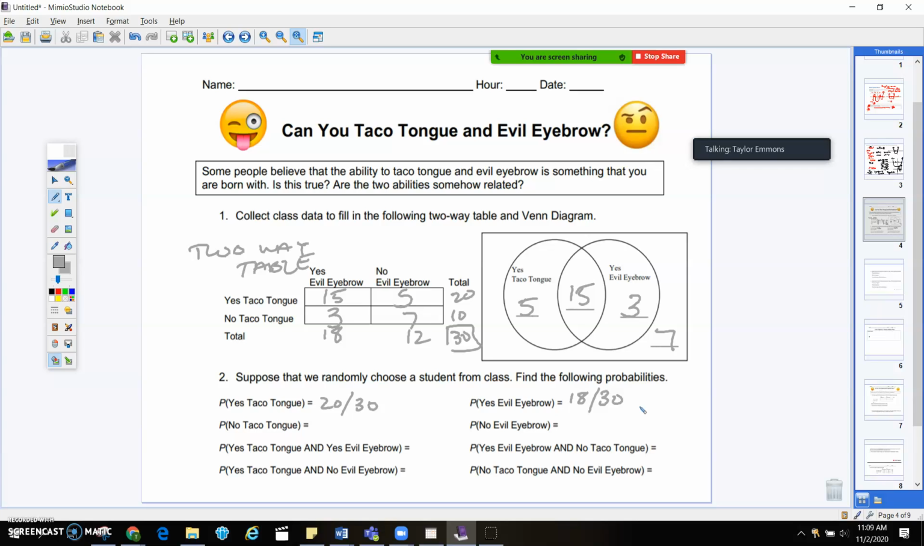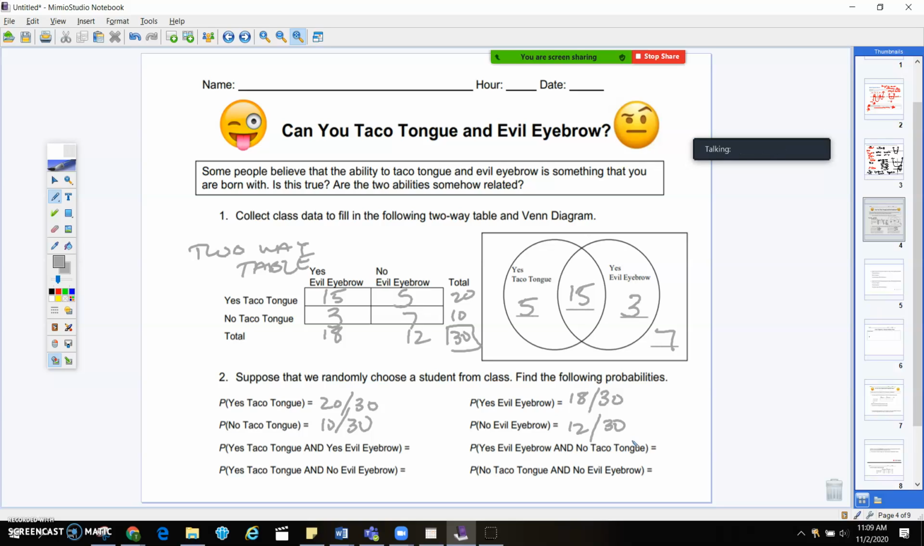Same concept's going to go for the next two. What's the probability of them not being able to taco tongue? So we're looking at no taco tongue, which is 10 out of 30. What's the probability of no evil eyebrow? That's 12 out of 30. So fairly simple so far, right?